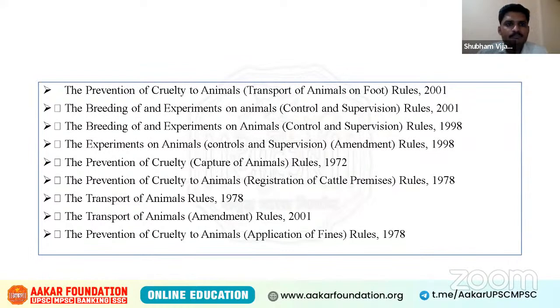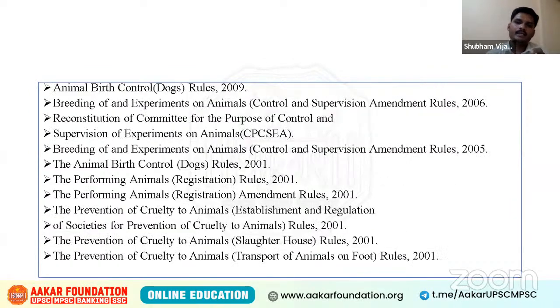Again, a few more rules are there. Transport of animals on foot in 2001. Again, the breeding of and experiments on animals control and supervision rules. Here the same name is there, but two different years are there for the amendment, that is 1998 and 2001. Second and third point there, experiments on animals, especially controls and supervision, that means like CPCSEA and all. So this rule came in the year 1998. Then for capture of animals, 1972, then registration of cattle premises, here we have taken again 1978, transport of animals rules 1978, transport of animals amendment in 2001, and application of fines, again here we have covered it in 1978.